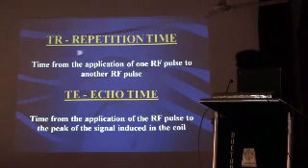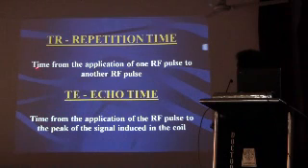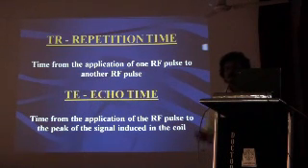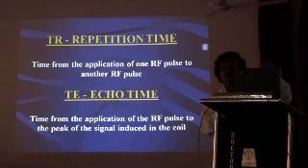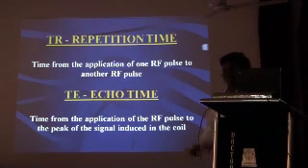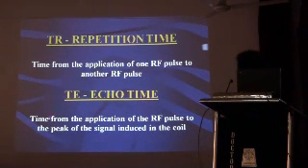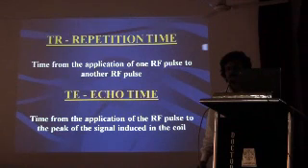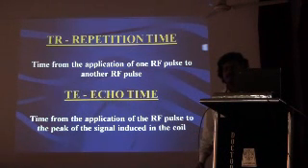Now, coming to TR and TE. TR is repetition time, TE is echo time. The repetition time is the time from application of one radio frequency pulse to another radio frequency pulse. We say short TR, long TR. Okay, I'll come to that. TE is echo time, the time from the application of the radio frequency pulse to the peak of signal induced in the coil. So just remember TR and TE, only 2 things.